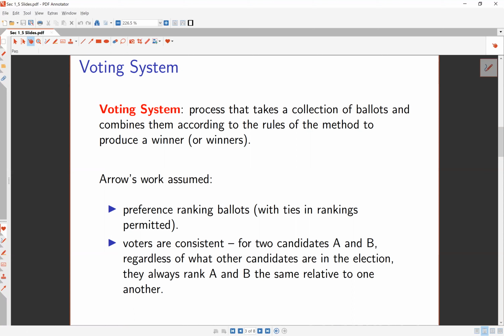So you will always rank, for example, candidate A above candidate B. If they're the only two candidates in the election, you will rank A above B. If there are 50 other candidates, you will still rank A above B. It doesn't matter where the others slot in, as long as A is still ranked above B. That's what we mean by consistency, that you cannot somehow introduce a different candidate into the election that will cause your ordering of A and B to flip so that now suddenly B gets ranked first.